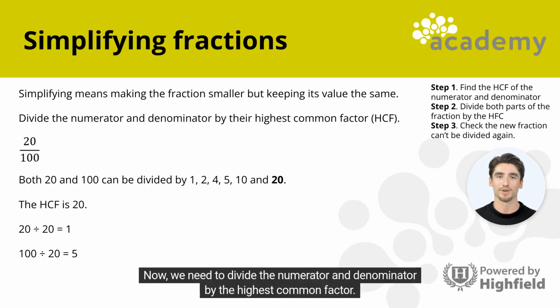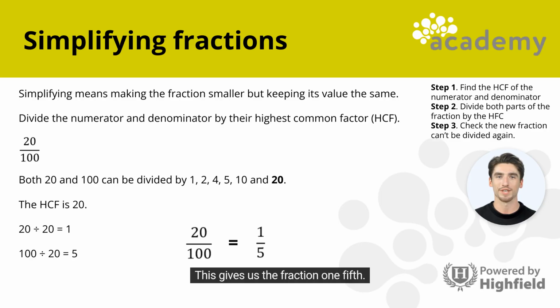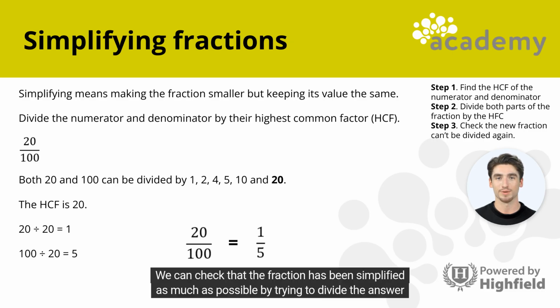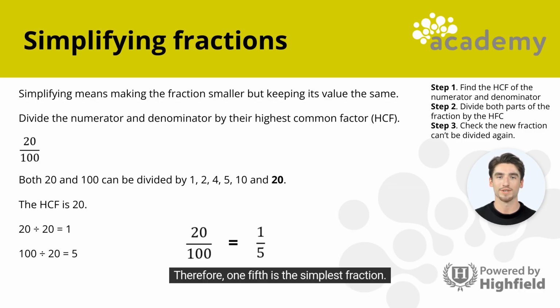Now, we need to divide the numerator and denominator by the highest common factor. 20 divided by 20 equals 1. 100 divided by 20 equals 5. This gives us the fraction 1/5. We can check that the fraction has been simplified as much as possible by trying to divide the answer by the highest common factor again. 1 and 5 are only divisible by 1. We cannot make them any smaller. Therefore, 1/5 is the simplest fraction.